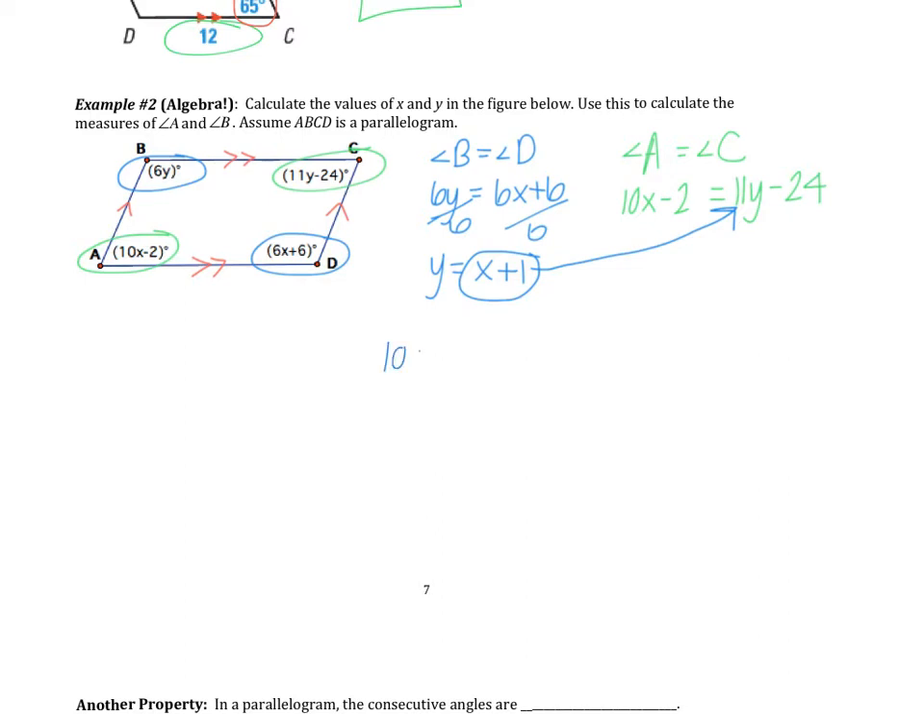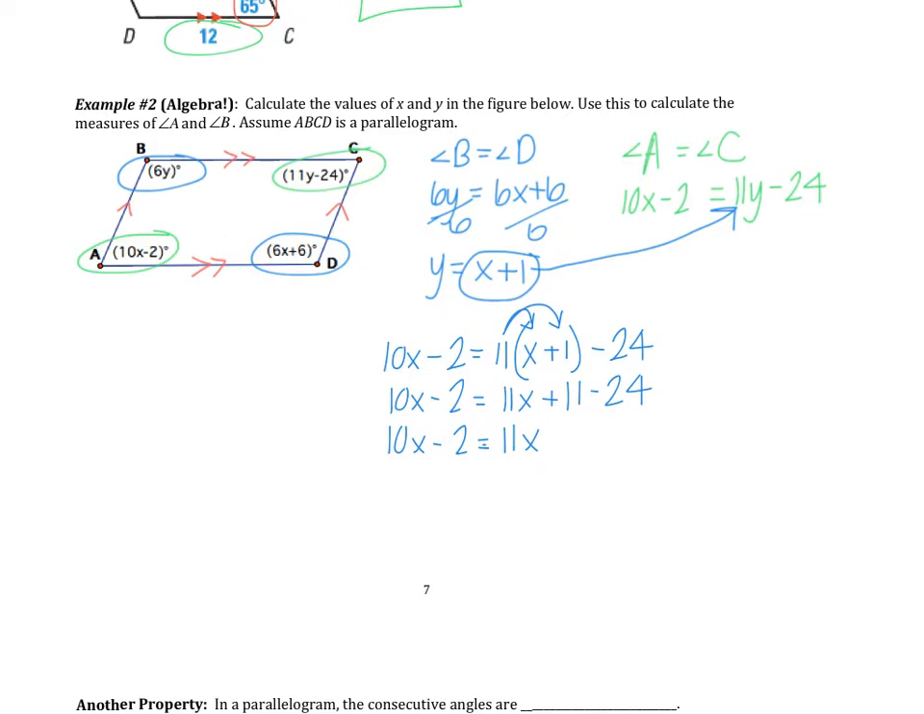So you would have 10x minus 2 equals 11 in parentheses, x plus 1. I'm substituting that value in. Need to distribute my 11. You'll get 11x plus 11 minus 24. Combine your like terms. You'll get 11x minus 13. Bring all your x's to one side, all your numbers to the other side. Show me those steps. You should get x equals 11. When you get that, now you're going to substitute it back in to find y.